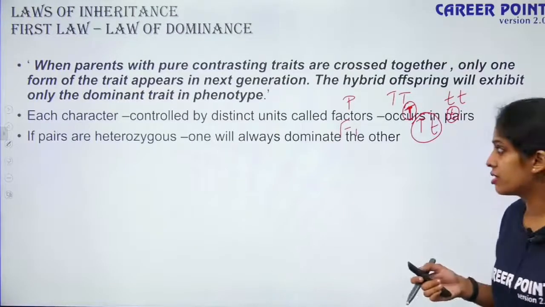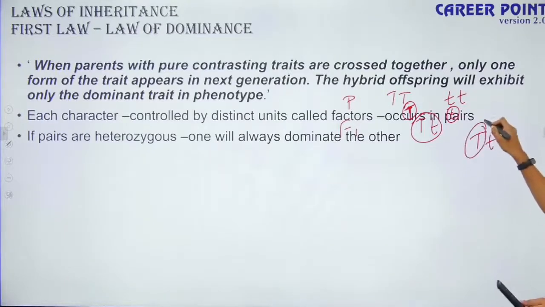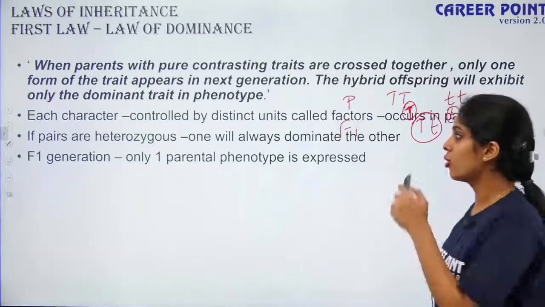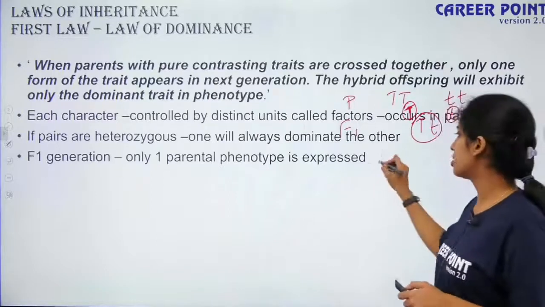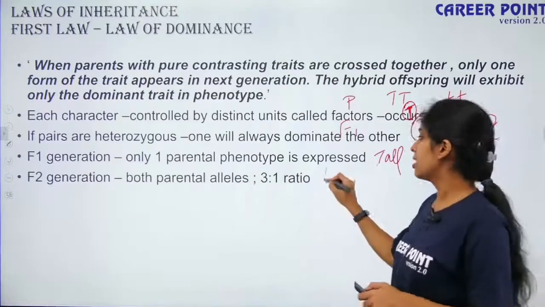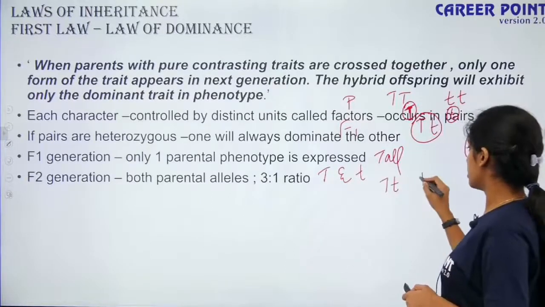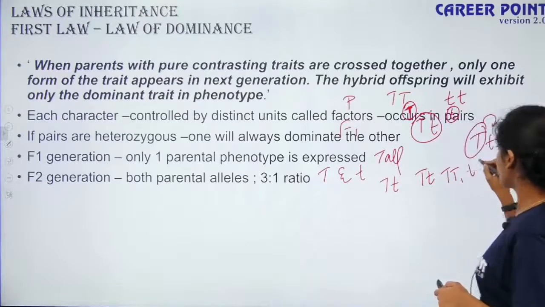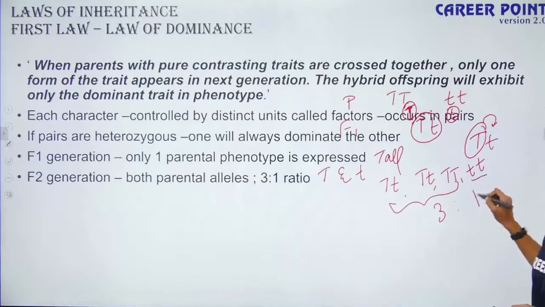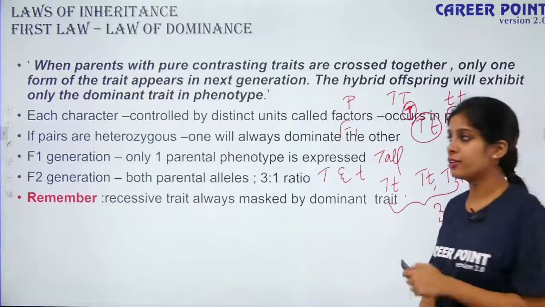Each character is controlled by distinct factors that occur in pairs. So if the pair is heterozygous, one will always dominate the other. For example, this is heterozygous, so your capital T is dominating over your small t, right? In the F1 generation, only one parental phenotype is expressed, that is the tallness. In the F2 generation, you have both parental alleles, that is both tall and dwarf plants in the ratio 3:1. You saw figures like this, right? After the Punnett square, you had all these possibilities. So 3:1 because these three are tall and this was dwarf. So remember, recessive traits are always masked by your dominant traits.